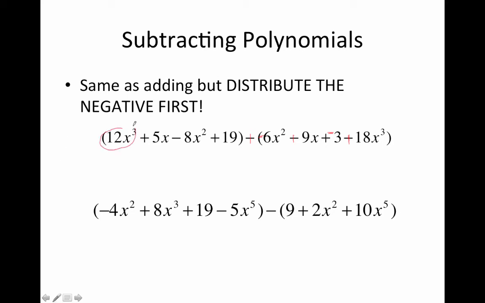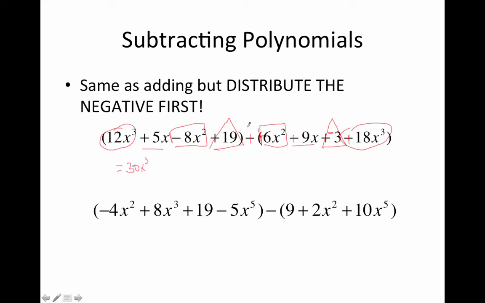So we get our like terms. There's our x cubes. Here's our x squareds. Here's our x's. And there's our numbers. Okay, so we'll start with the x cubes. I have 12 plus 18 gets me 30x cubed.